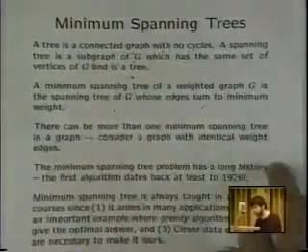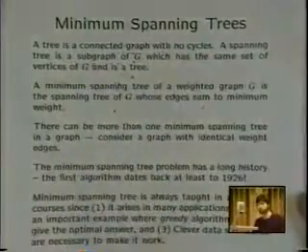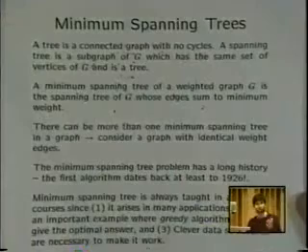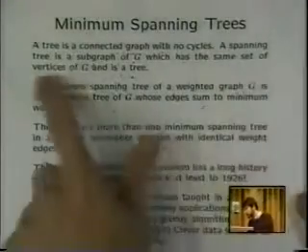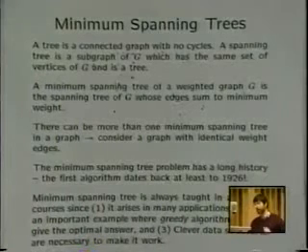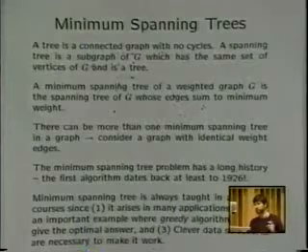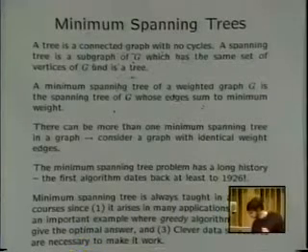A tree in a graph is a connected graph with no cycles. We've used that word tree lots of times, that should be clear. A spanning tree of a graph is a subgraph of the graph which has the exact same set of vertices and is a tree. So let's just play a game here.